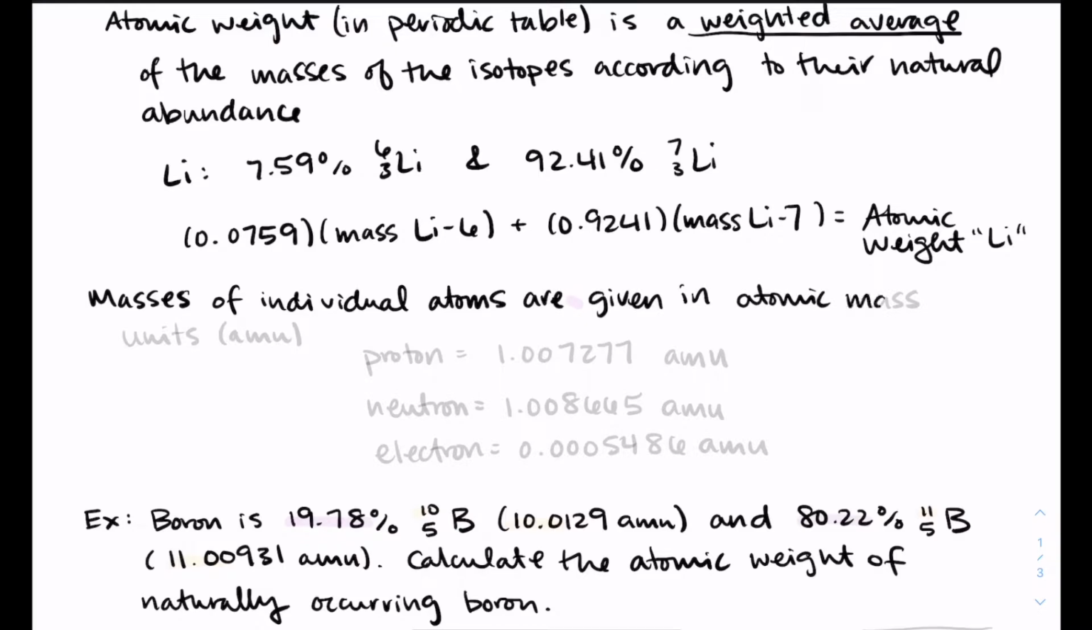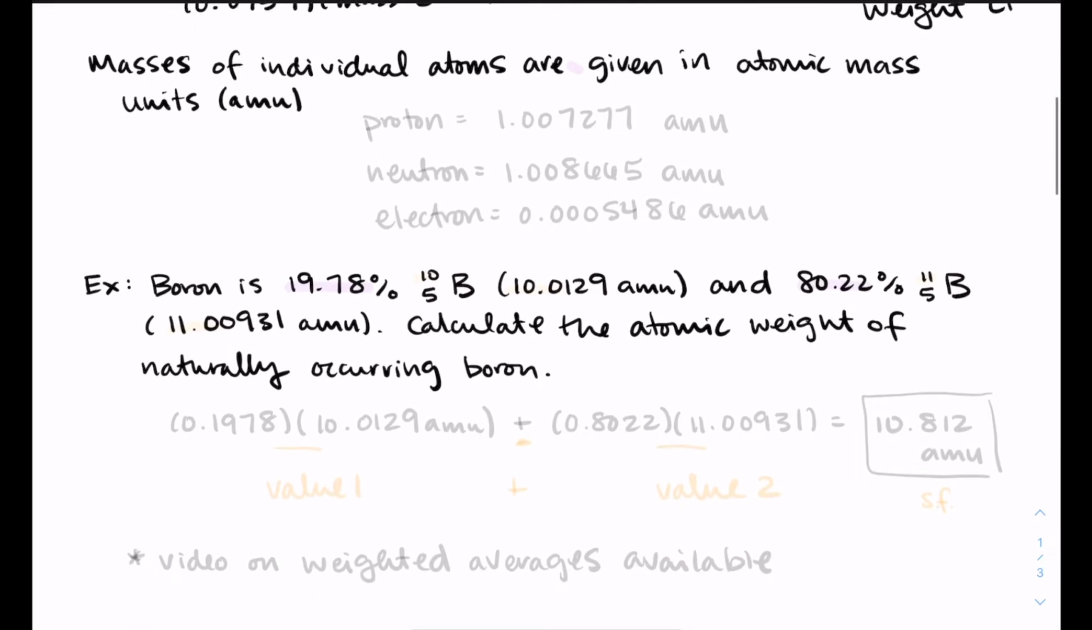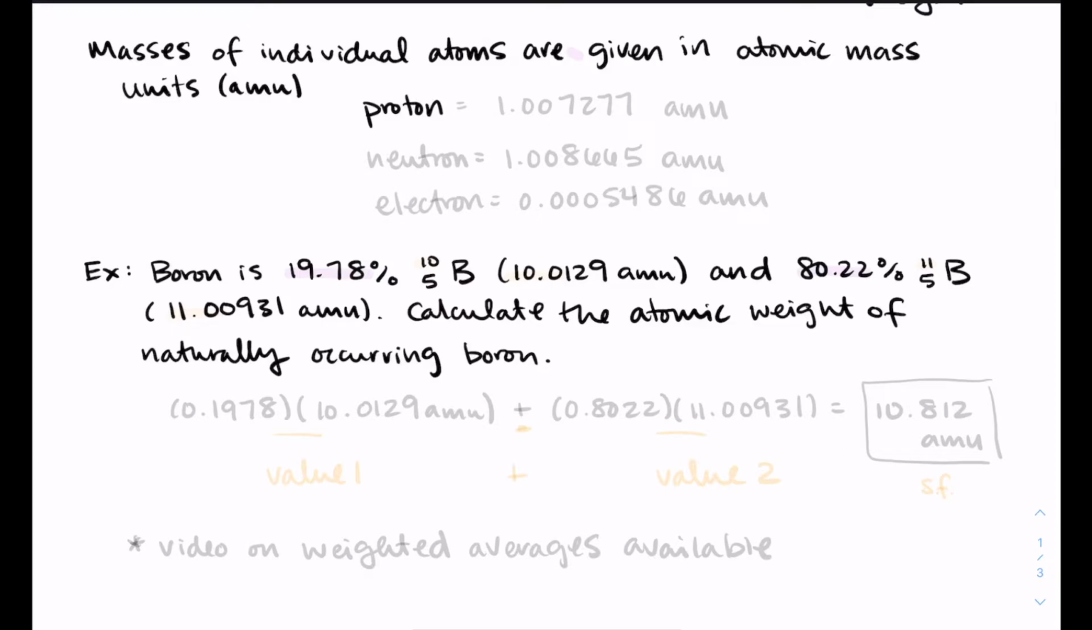The masses of an individual atom are given in atomic mass units. This is so that we don't have to deal with those really tiny numbers in grams that you saw in an earlier part of the video. A proton is 1.007277 atomic mass units. A neutron is about the same, a little bit heavier, which we also saw in grams. And electrons are still super, super tiny in relation. So electrons are really not contributing to the mass of an atom, but we can still talk about their mass in relative terms in atomic mass units.